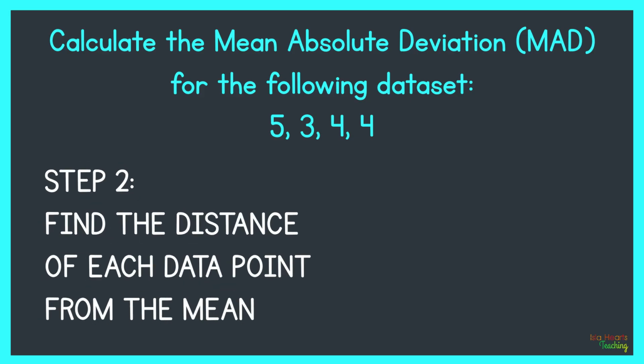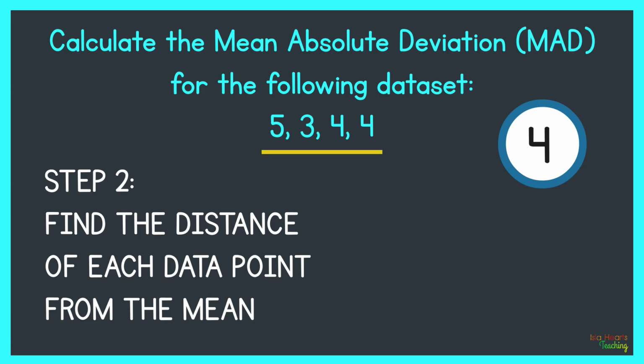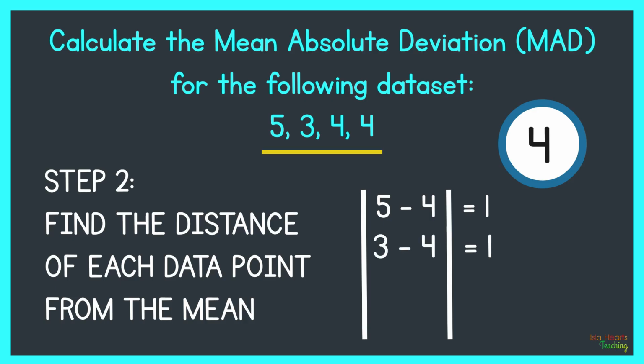Now that we have found the mean, step 2 is to find the distance of each data point from the mean. Let's place our mean, which is 4, on the screen. Now let's look at our data points and record how far they are from 4. The distance between 5 and 4 is 1. The distance between 3 and 4 is 1. The distance between 4 and 4 is 0. And the distance between 4 and 4 is 0.